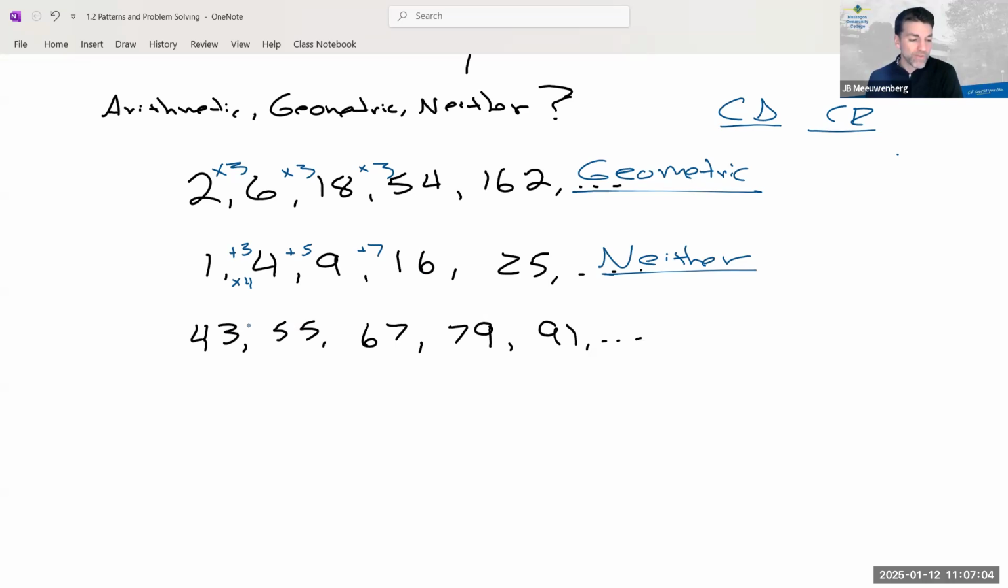What about here? 43, 55. Well, we're adding 12. Is that consistent? 55 plus 12, 67 plus 12. It looks like we found a common difference, which means it is arithmetic. That is an arithmetic sequence. Good.